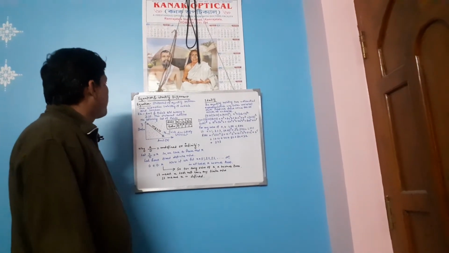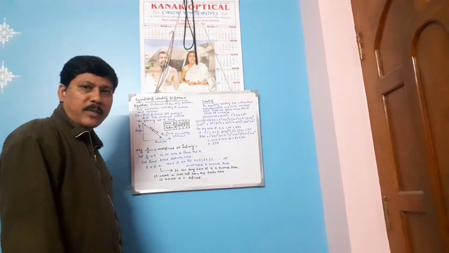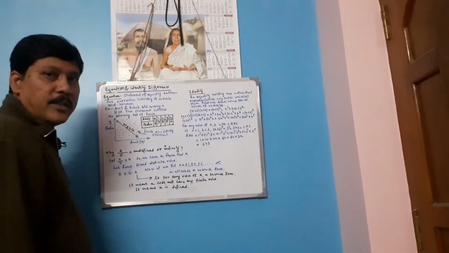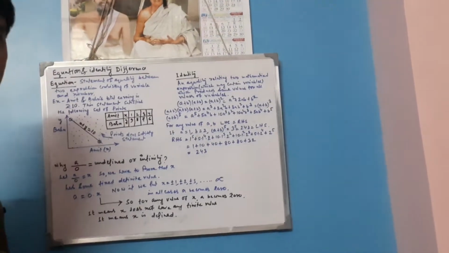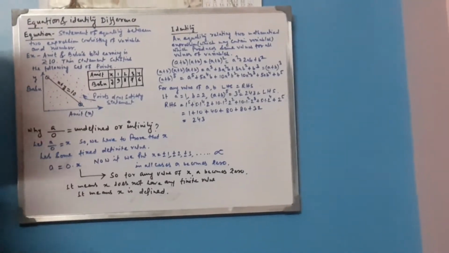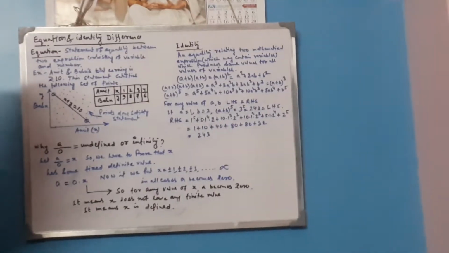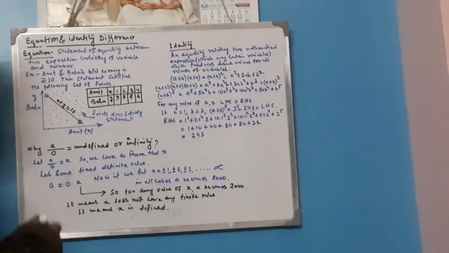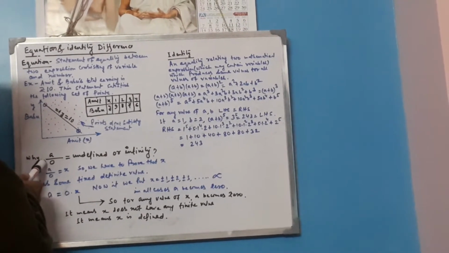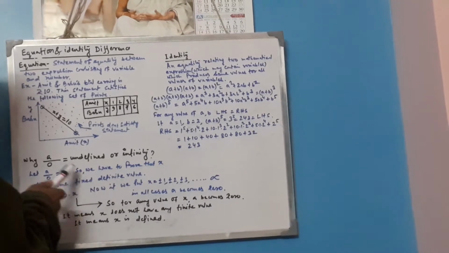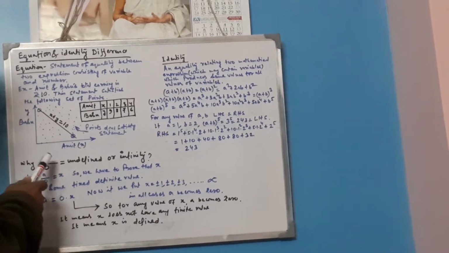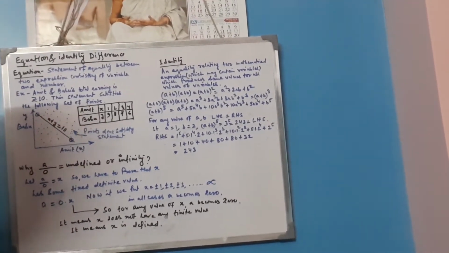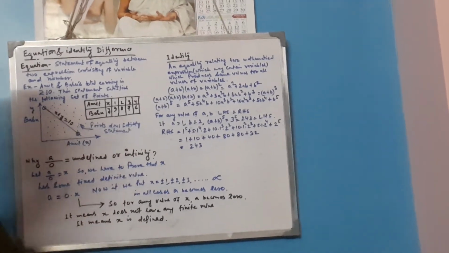Today we will discuss something from class 9 mathematics, regarding the difference between equation and identity, which is very important and needs clarification. Sometimes students get confused between equation and identity. That's why we are discussing this. And another thing: why is something divided by 0 undefined or infinity? That means when some numerical value is divided by 0, its value gets undefined or infinity. Why? These two things we will discuss in today's discussion.